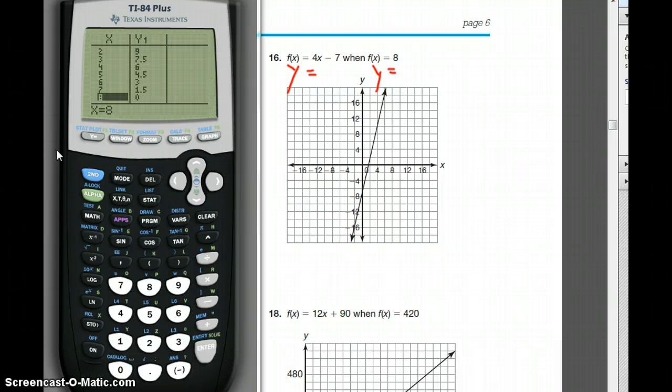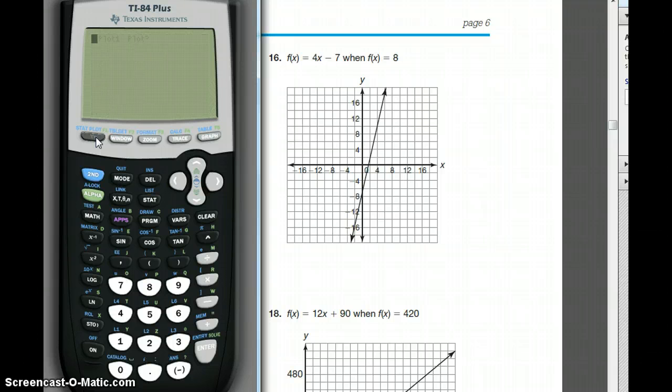Okay? So we're going to go back over to our calculator here, and we can do second quit. And go to y equals. We'll clear that out. We'll put in both our functions. We have 4x minus 7. And then go down to y2, and this is y equals 8. So we'll just put an 8 here. And we're going to hit graph.